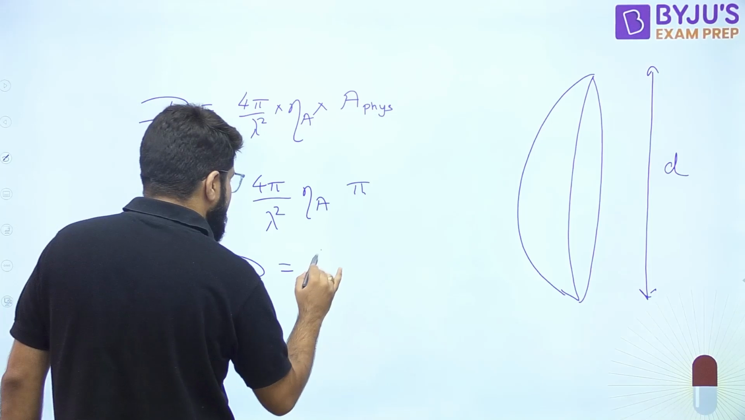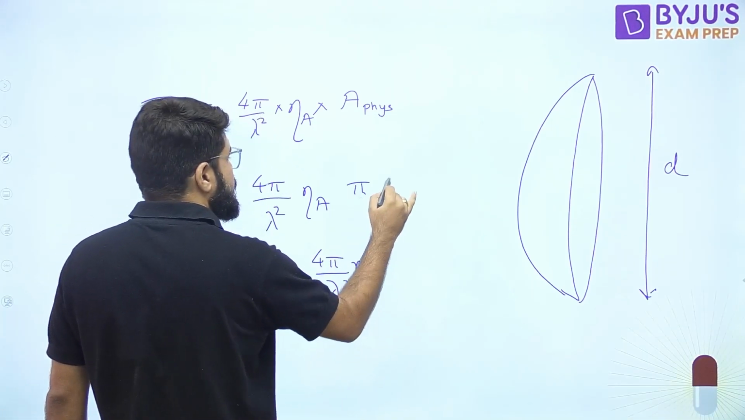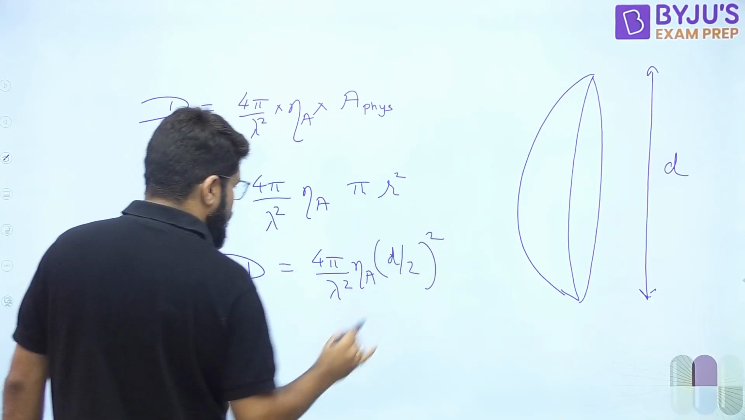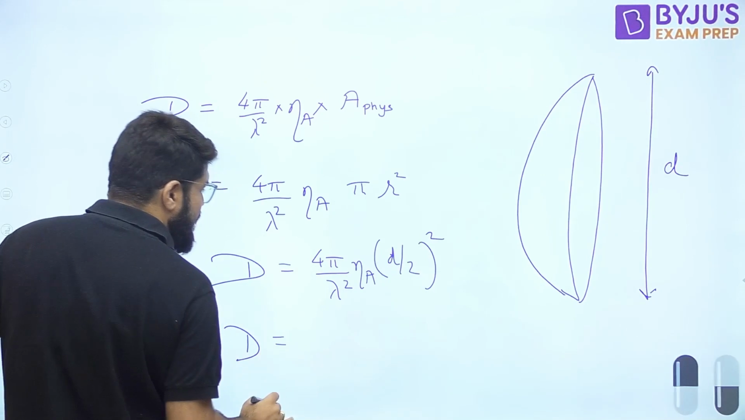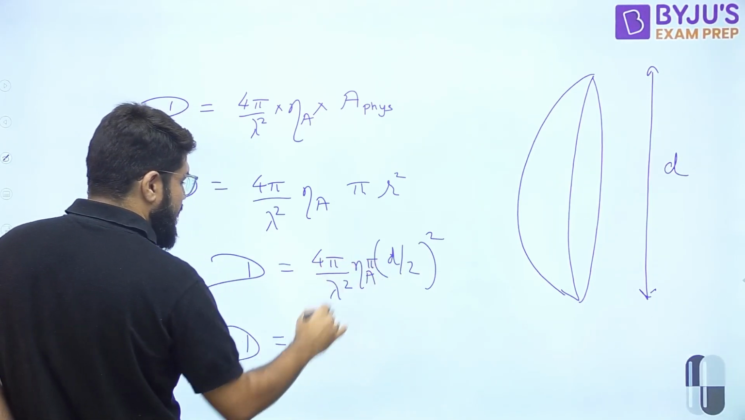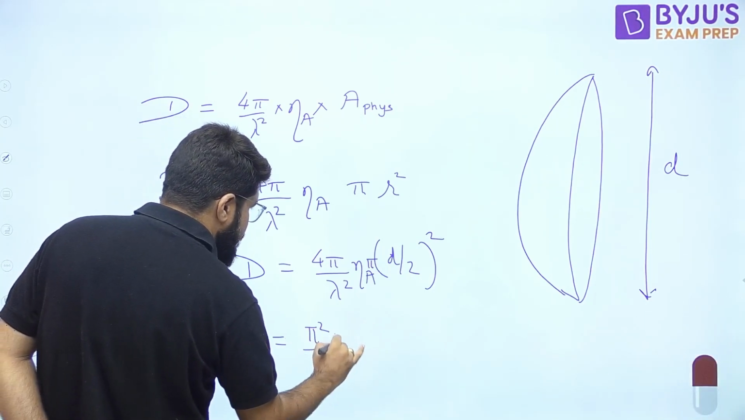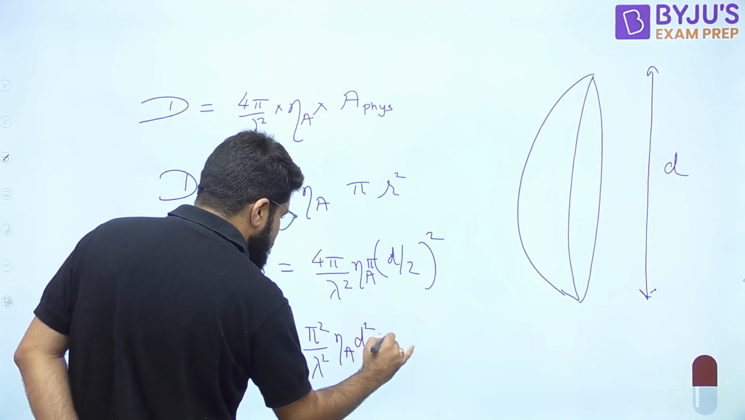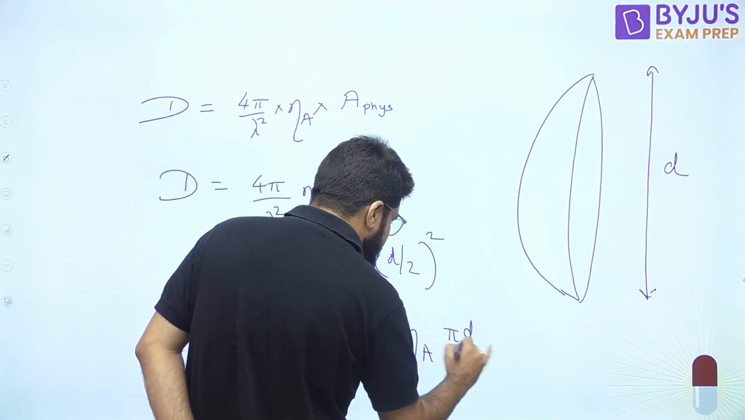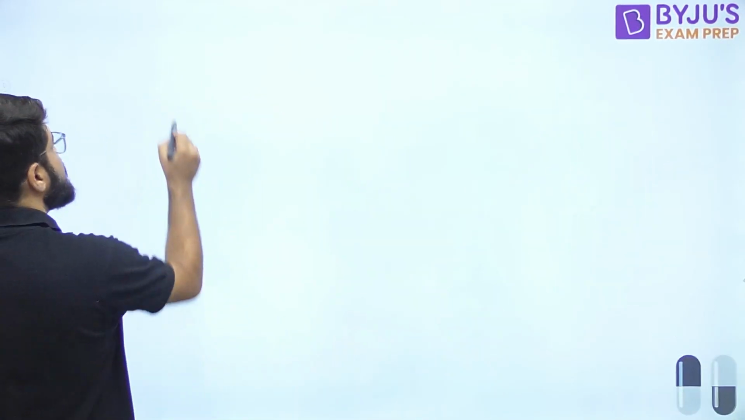Okay, so the directivity now becomes 4 pi by lambda square eta, and this was pi R square, where R is equal to d by 2 whole square. So 4 will get cancelled. Directivity will be coming up as, this pi is missed, sorry. So it becomes pi square, 4 is cancelled, pi square upon lambda square into eta into diameter square, or separate out the efficiency, it becomes eta into pi d by lambda whole square.